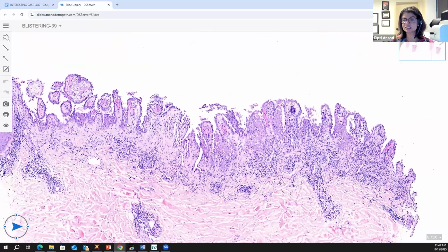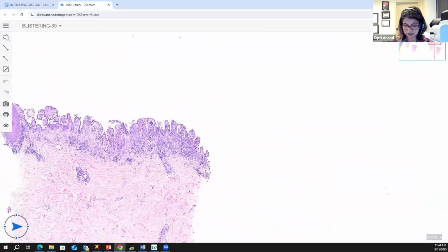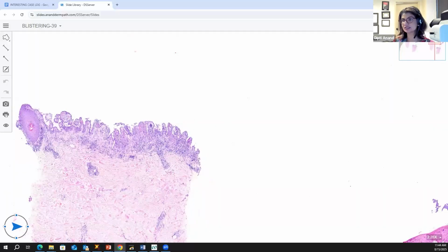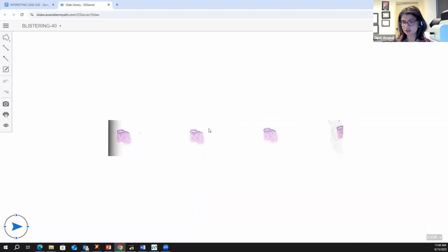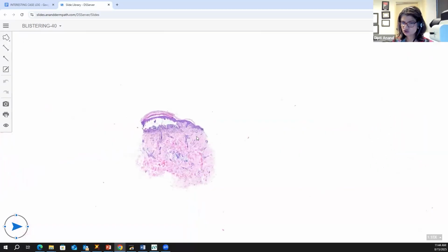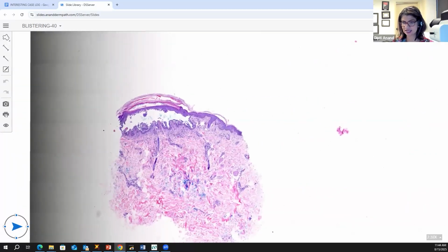The other thing would be the sparing of the adnexal unit. So it doesn't involve the hair follicle. Unlike pemphigus vulgaris, which goes down the hair follicle, Hailey-Hailey disease will spare the hair follicles. This by far is really the most important distinguishing feature. Again, I do not rely on the degree of the dermal infiltrate and other findings like the presence or absence of eosinophils for recognizing this entity.